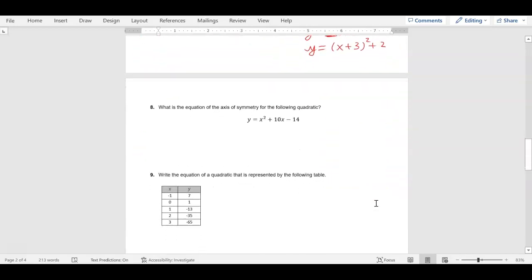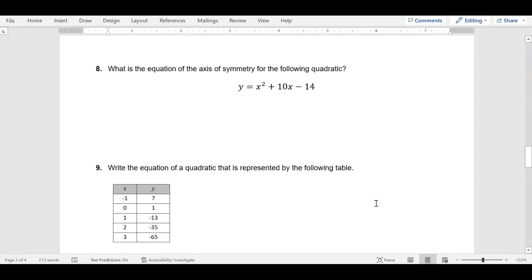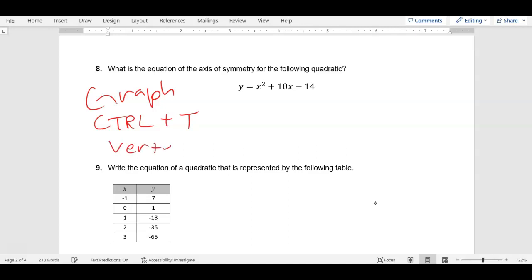Number 8, what's the equation of axis of symmetry for the following quadratic? Okay. Now you can graph, control T. That would get the vertex, x equals h of the vertex.